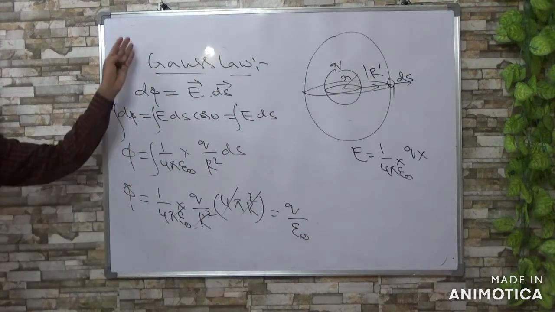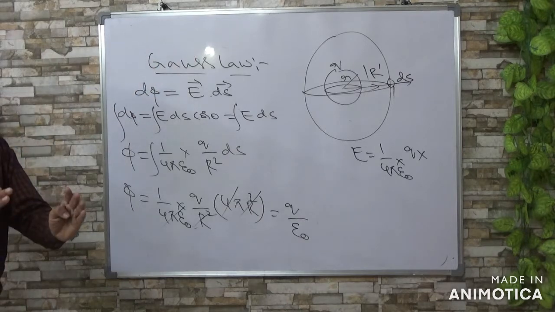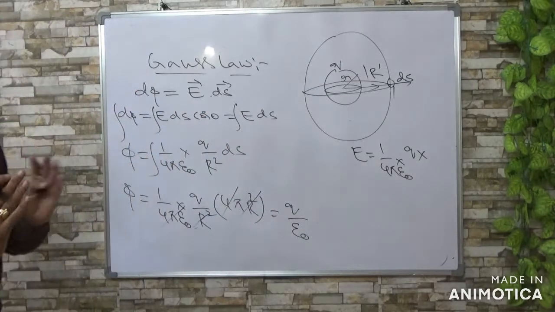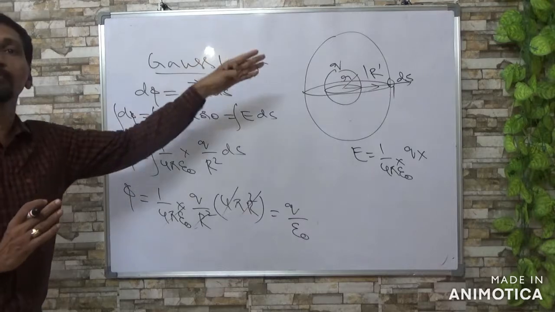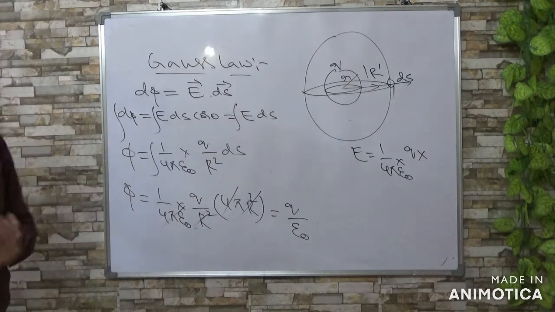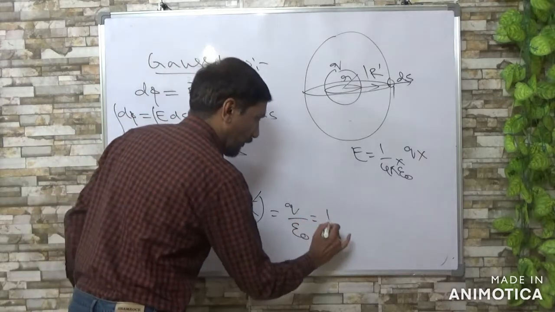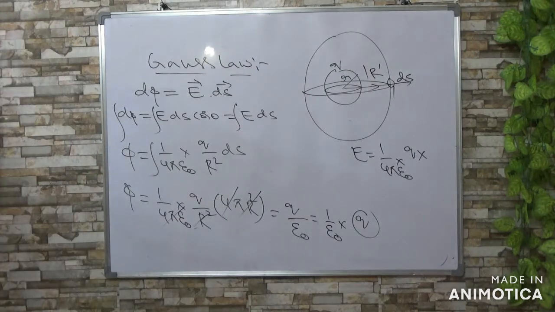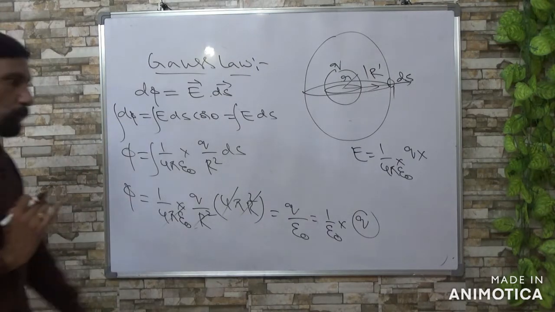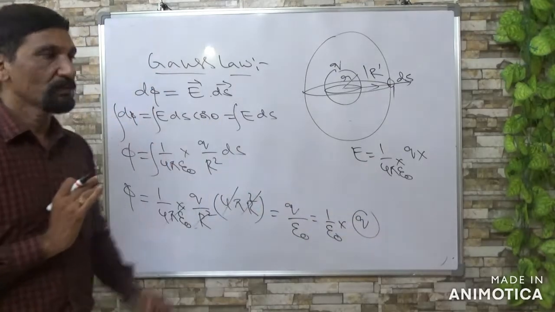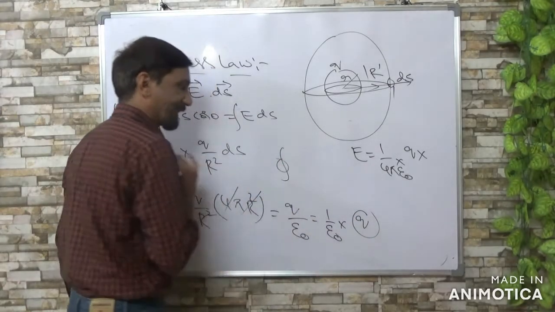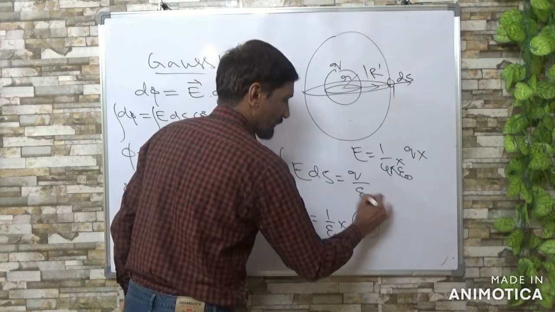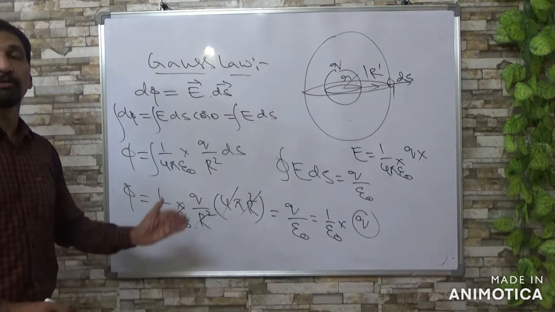So what is the Gauss law statement? The total electrical flux through a closed surface is always equal to 1 by epsilon naught times the charge enclosed in that surface. That is, phi is equal to Q by epsilon naught. Or you can also write closed integral E ds equal to Q by epsilon naught. Okay, so that is Gauss law.